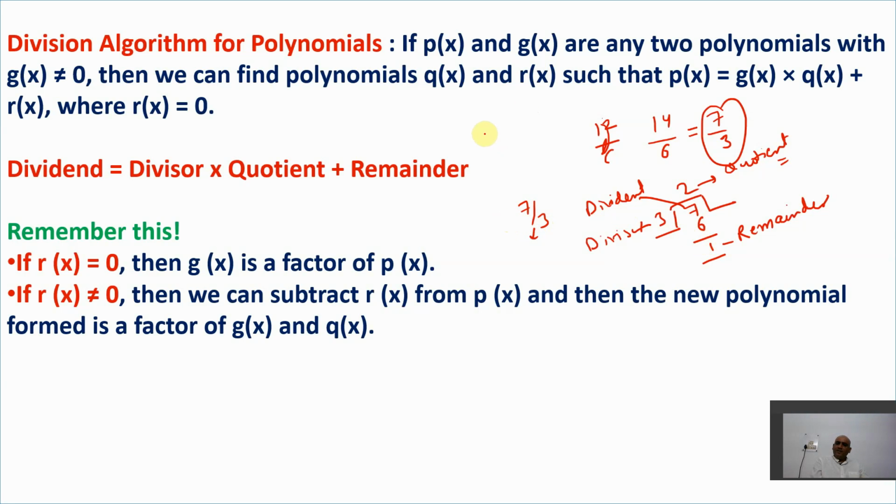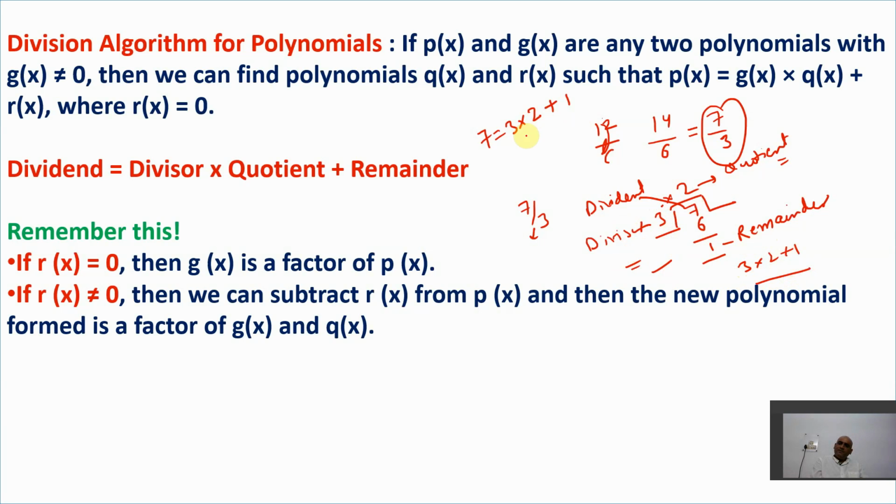That means now I can write this 7 is what? I try to reach 7. So 3 multiplied by 2 means 6. But still I cannot get 7. I get the remainder as 1. So I have written it like this: 7 is 3 multiplied by 2 plus 1. So I have written this whole division process in this form.